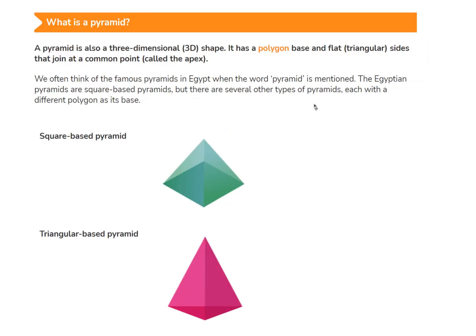Now a pyramid is also a 3D shape. It has a polygon base and flat triangular sides, or then it may have a curved side, that join at a common point, and that's called the apex. Okay, so for example, you may have heard of a square-based pyramid. Okay, that would be a pyramid. And then you also have a tetrahedron or a triangular-based pyramid, and they are then examples of pyramids.